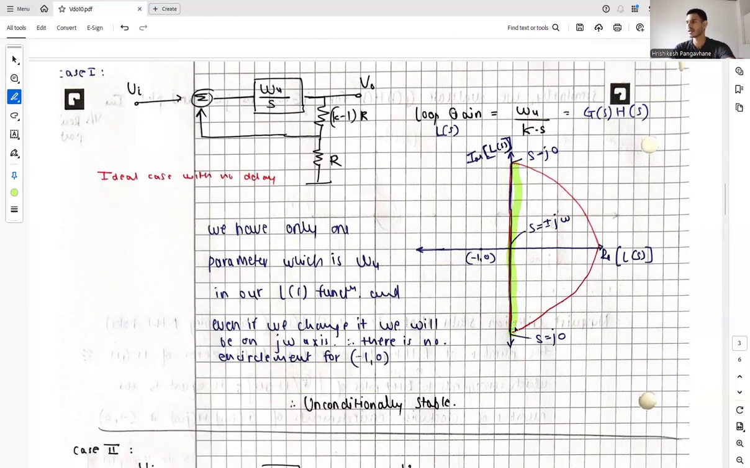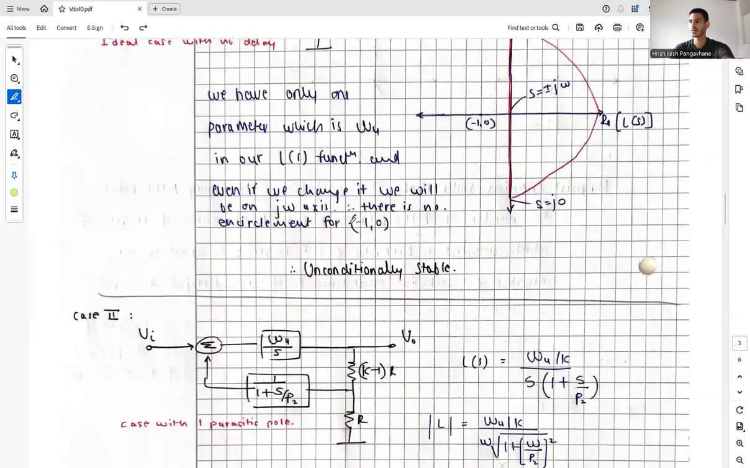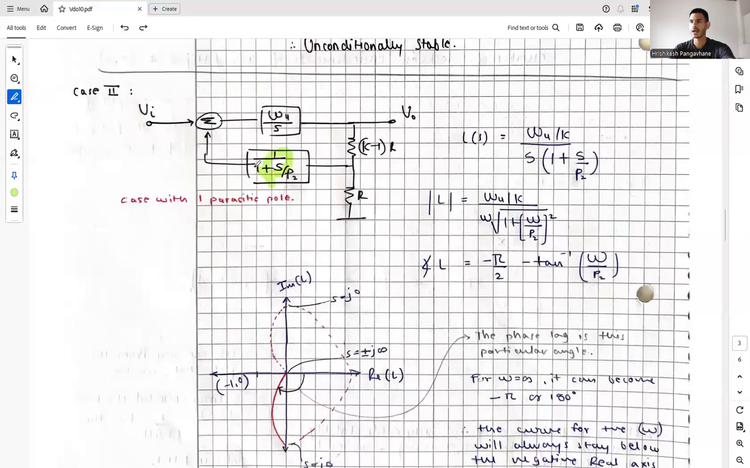So we know that this point, this point, and this point are the same, so it is connected like this, and our curve goes from sj0 to sj infinity and sj0 to sj minus infinity. So this curve will never encircle the critical point, and thus the system with no pole or no delay is unconditionally stable. Now let's go to our case number 2, where there is one pole, and we know the delay function of one pole.